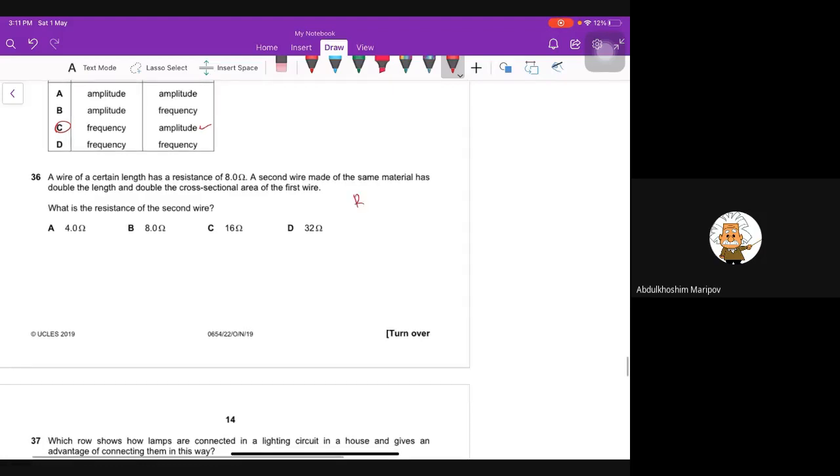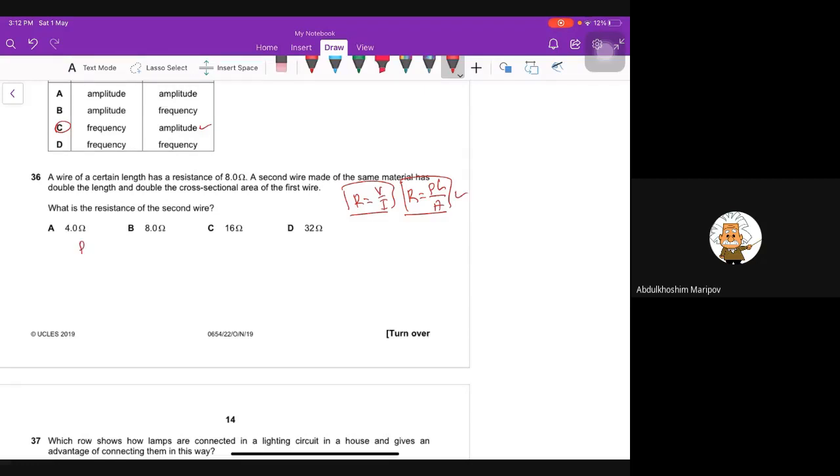Okay, so we know Ohm's law, V over I, right? There's another formula, based on the property of the material, for the resistance: rho, the resistivity of the material, times the length of the material over the cross-section area. So if you increase the length, resistance will increase. If you increase the area, resistance will decrease, right? So we will use the second formula.